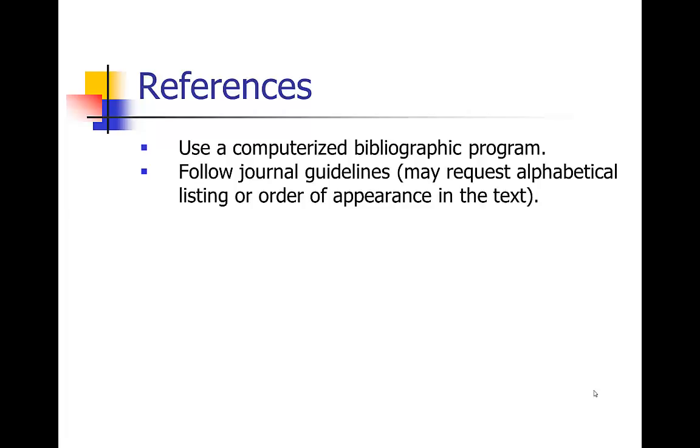So let's say you submit to one journal that wants alphabetical order, and then it gets rejected, and you have to submit to another journal where they want order of appearance. Switching those manually, and I've had to do it in the past, switching those manually is a huge headache. It takes hours of time, and human error can get introduced at that point. So again, you're best off using that program that will do that automatically for you.